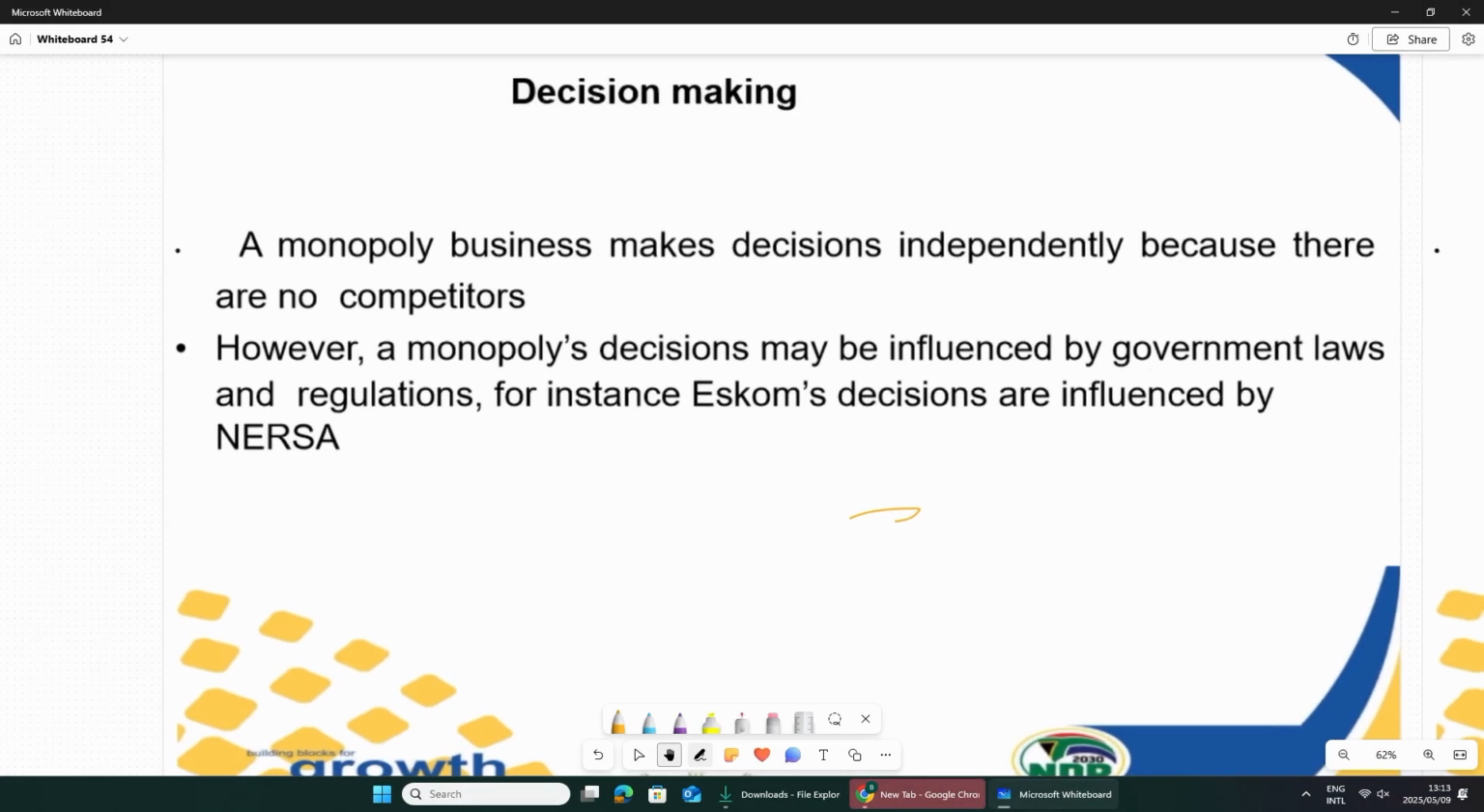A monopoly business makes decisions independently because there are no competitors, so there is no interdependence. It makes its own decisions. But in some cases, government law can affect its decisions. For example, we talked about ESCOM. It might be influenced by NESA in times where it needs to increase the price. Collusion. When it comes to collusion, there is no collusion in monopoly. Since it's a single business, there is no one to collude with.